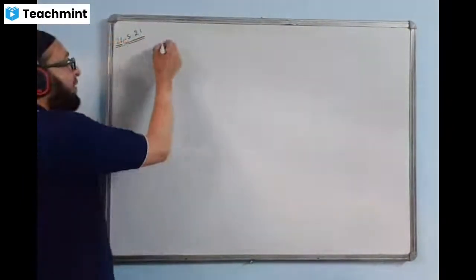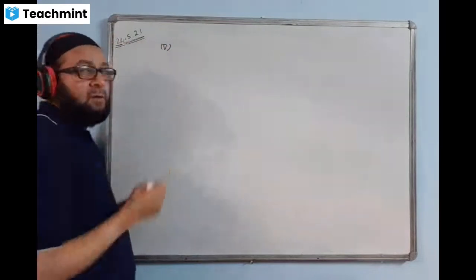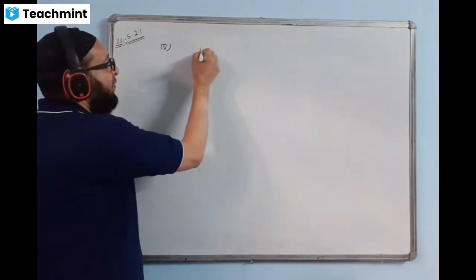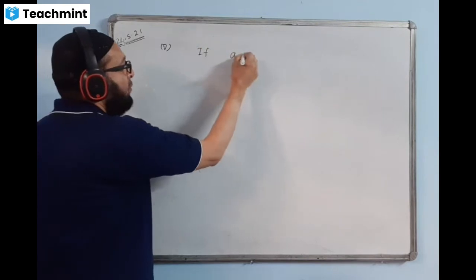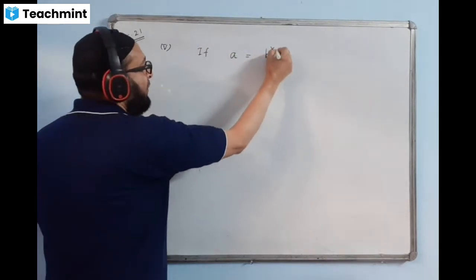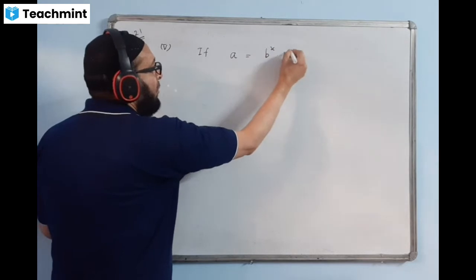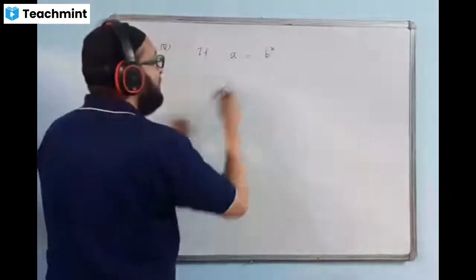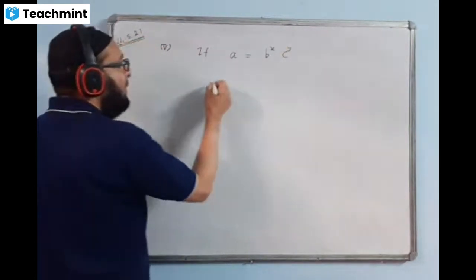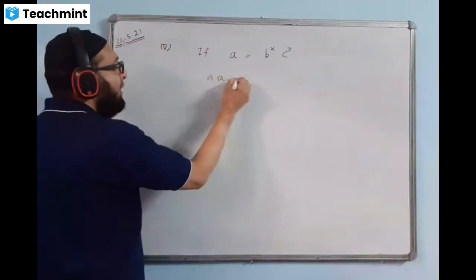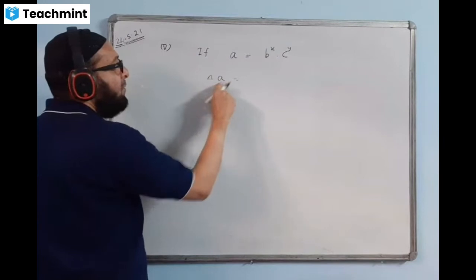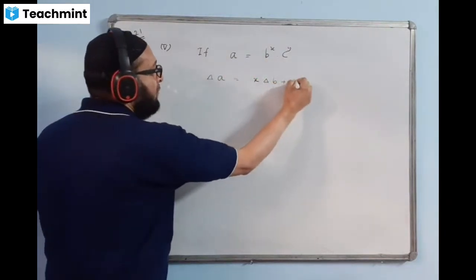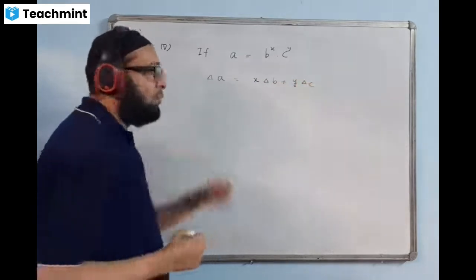Okay, rule number 5 of the chapter Theory of Errors. I give the law like this. If we have an equation like a is equal to b to the power of x into c to the power of y, then delta a, the error in the value of a, will be equal to, the power will come in the front, x delta b plus y delta c. This is the rule.